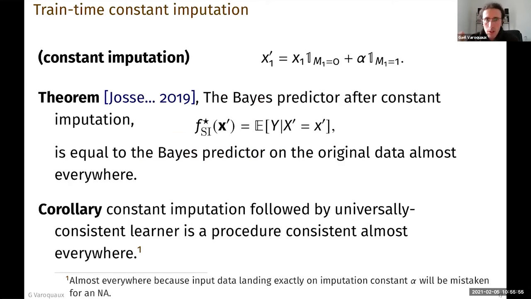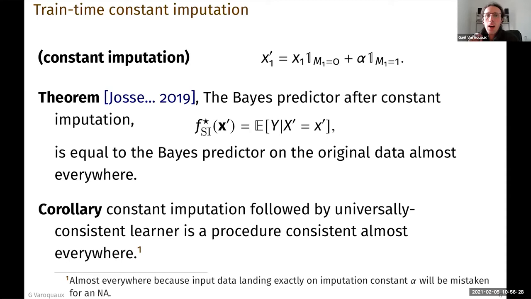Now, given those assumptions, we can show that the Bayes predictor after constant imputation is equal to the Bayes predictor on the original data almost everywhere. Okay, so those are almost everywhere the same function. As a consequence, I can have a procedure that does constant imputation, followed by a learner that is consistent on my data, so a universally consistent learner.